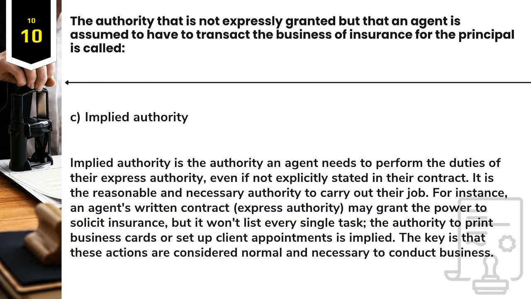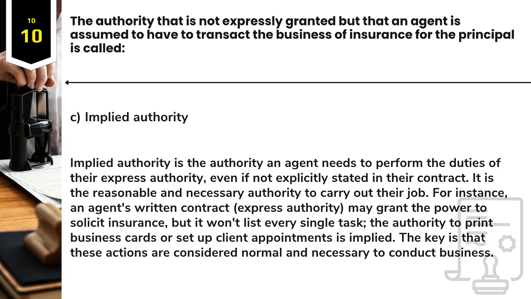Answer: C. Implied authority. Implied authority is the authority an agent needs to perform the duties of their express authority, even if not explicitly stated in their contract. It is the reasonable and necessary authority to carry out their job.